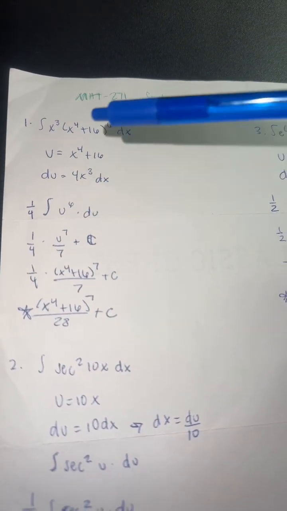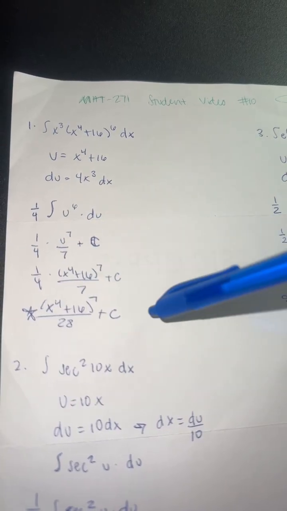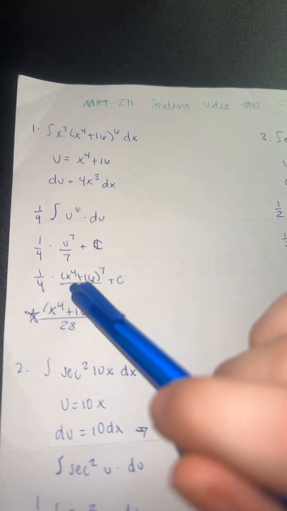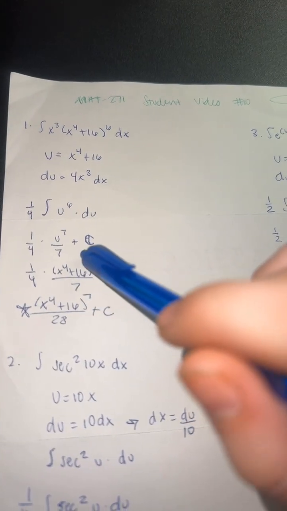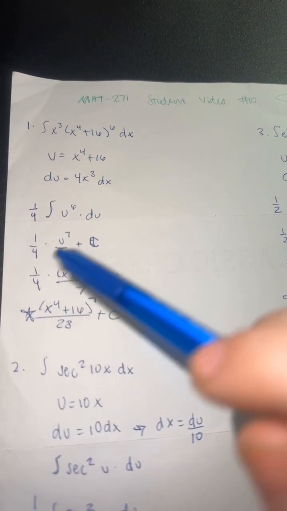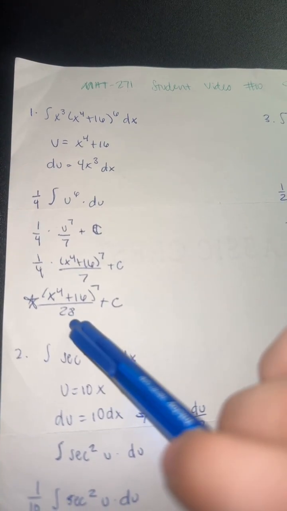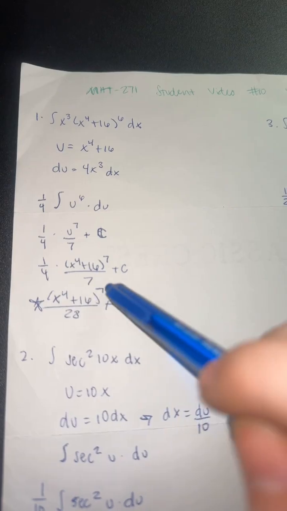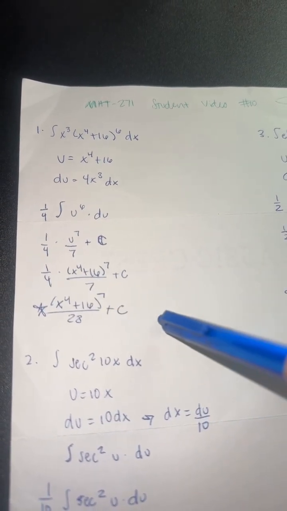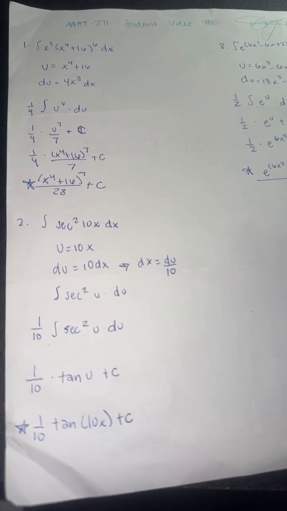Then all you do is plug in your original u where you had u as a variable. So you've got 1/4 times (x to the 4th plus 16) raised to the 7th over 7 plus c. And then I just combined those denominators. So you have (x to the 4th plus 16) raised to the 7th all over 28 plus c as your final answer.